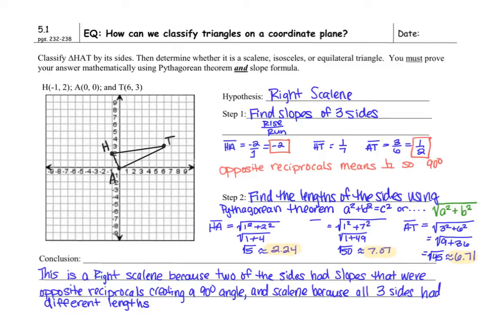So for our conclusion, you want to make sure you write a very thorough response. So we say this is a right scalene because 2 of the sides had slopes that were opposite reciprocals, creating a 90-degree angle, and scalene because all 3 sides had different lengths.